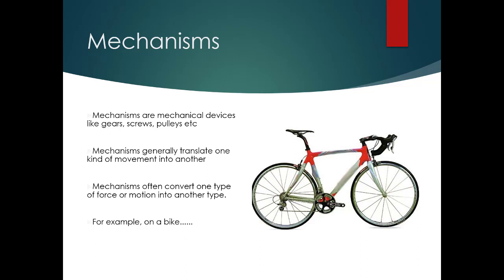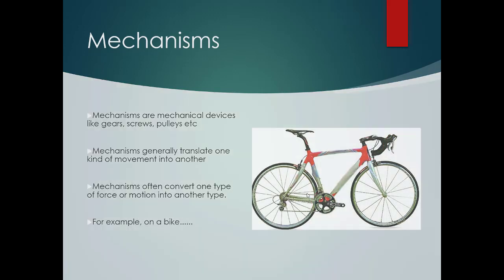So if we take, for example, a bicycle, when you pull on the brake lever, that pulls on a cable which closes the brakes of the bike. When you press down on the pedals, it turns this large gear here, and through a chain turns the back gear, which causes the back wheel to turn. So both of those would be examples of mechanisms that are found on a bicycle.